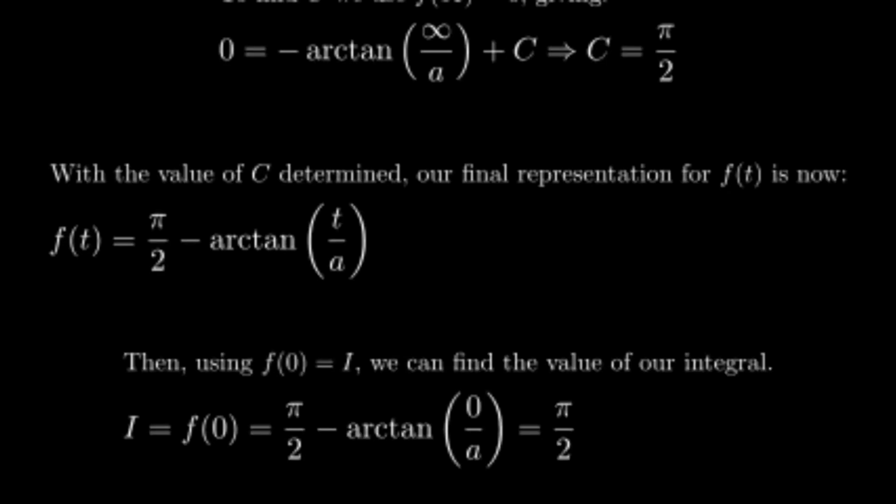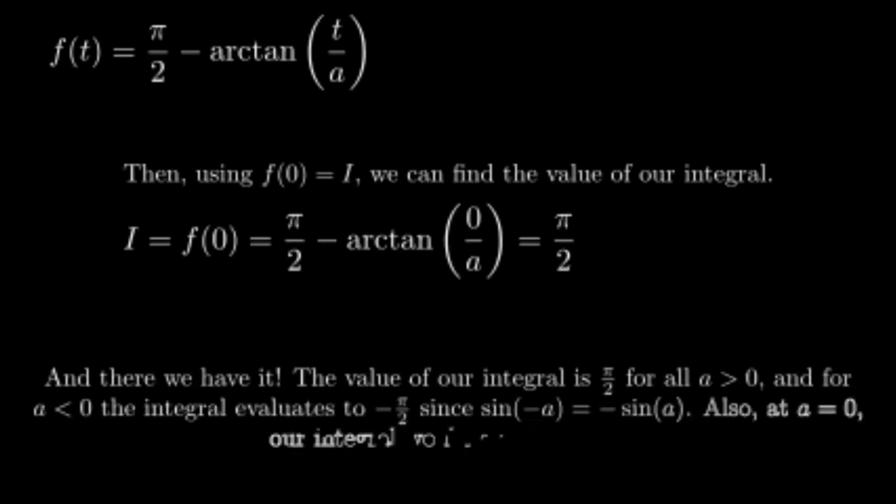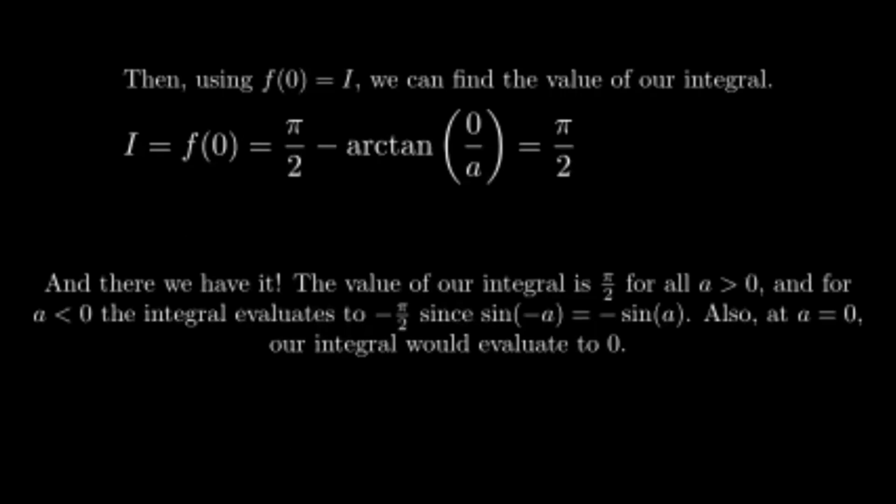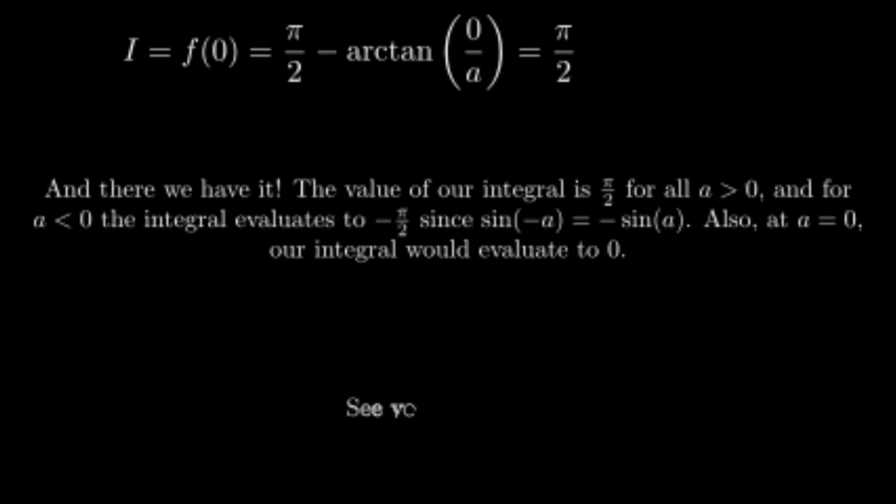Then using f of 0 is equal to I, we can find the value of our integral. Yeah, I is f of 0. That's pi over 2 minus arctangent 0, which is just pi over 2. That's it. And there we have it, the value of our integral. Oh, okay. Yeah, that works. That's not that much of a run-on sentence. I believe that's all true. Let's check it. And there we have it. The value of our integral is pi over 2 for all a greater than 0.